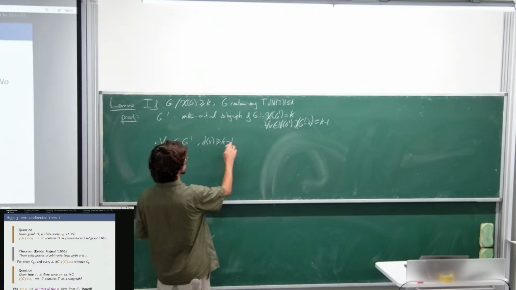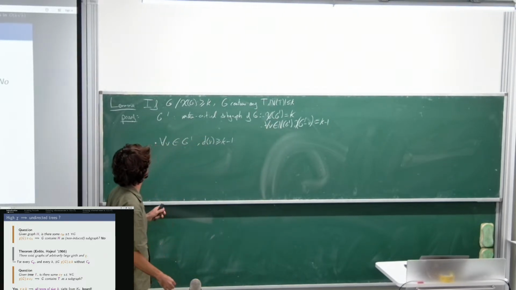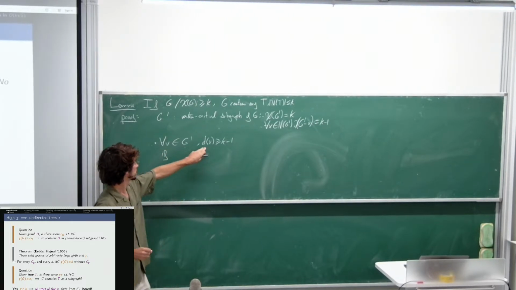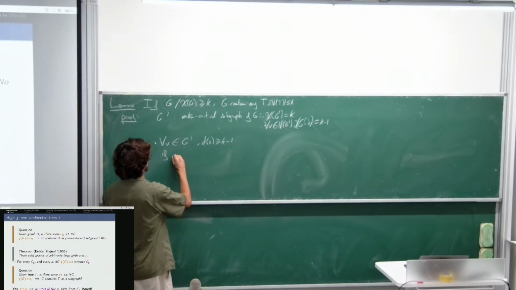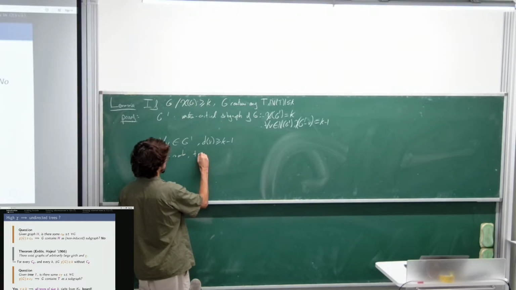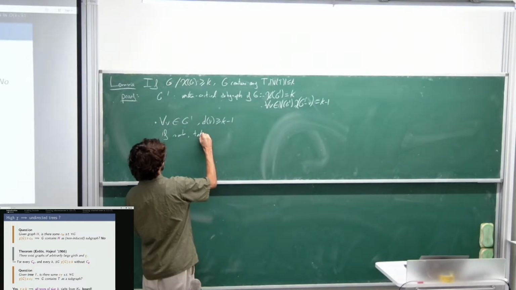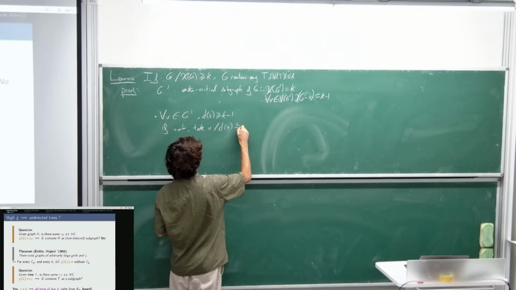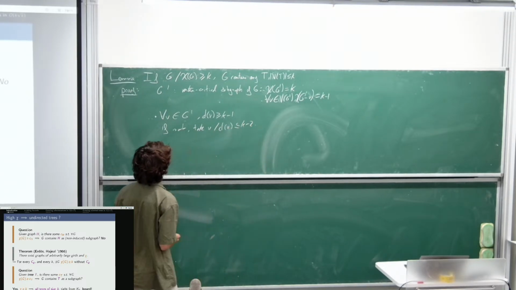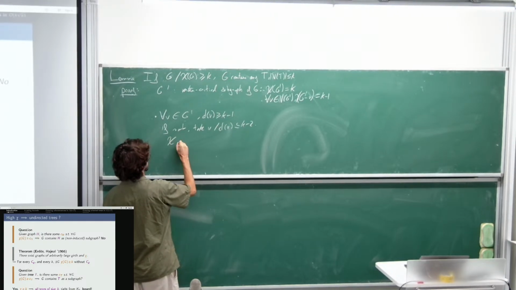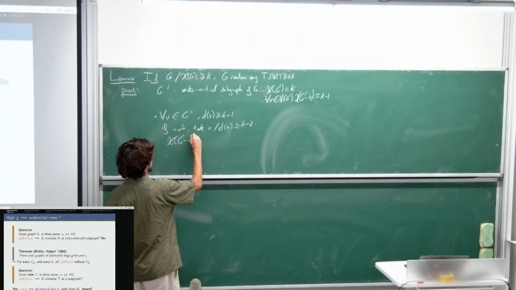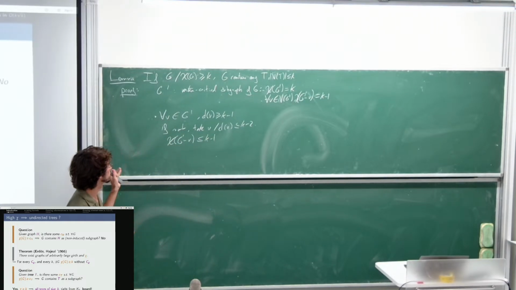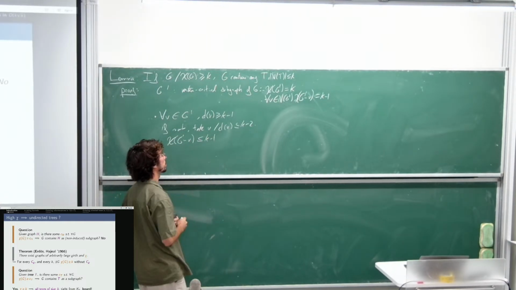Because G prime has high chromatic number. If this is not the case, if it's not true that for every vertex my degree is larger than k minus 1, I take just one vertex v such that d of v is less than k minus 2, and I know that chi of G prime minus v, I can color with k minus 1 colors. So I remove v, it was critical, the chromatic number drops. I can color it with k minus 1 colors.